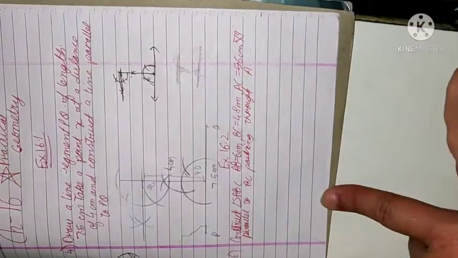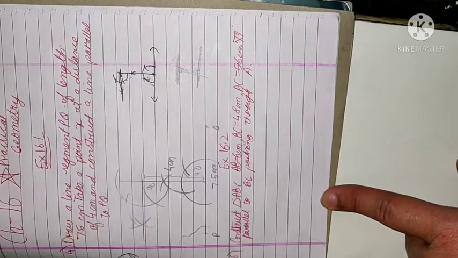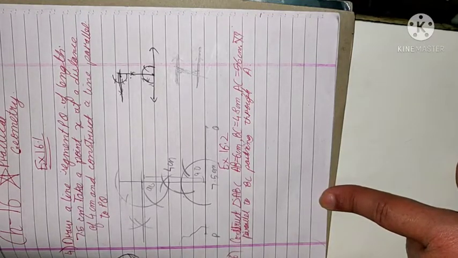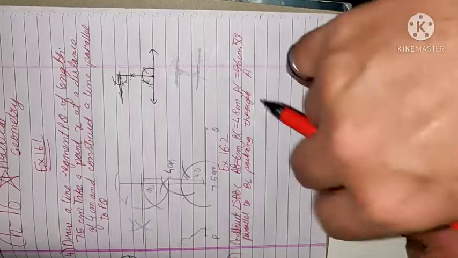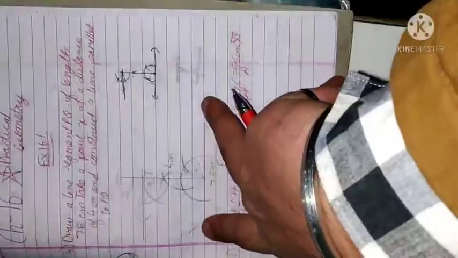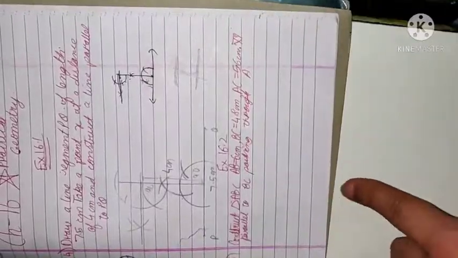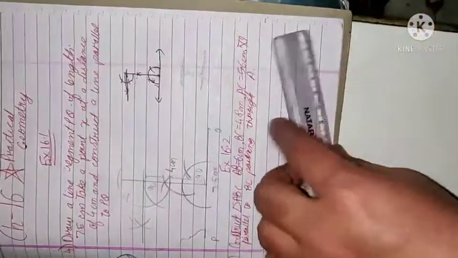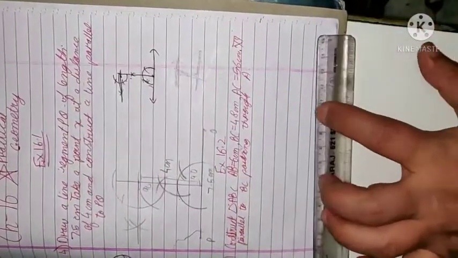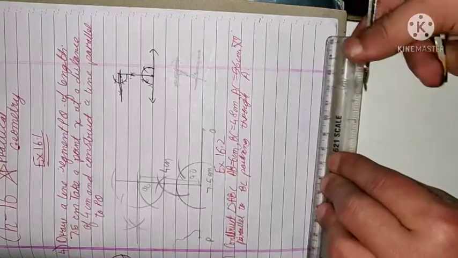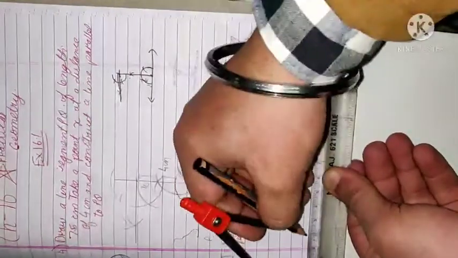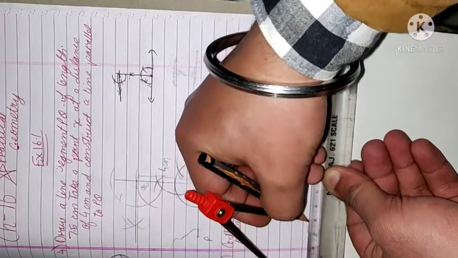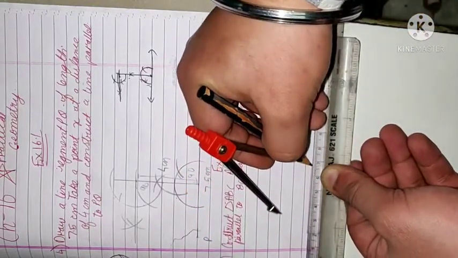This is our next question that says that we have to construct a triangle ABC where AB is 6 centimeters, BC is 4.8 and AC is 5.6, and we have to draw a line XY parallel to BC. So what we will do, we will make BC first, that is 4.8 centimeters. This is BC, that is 4.8.